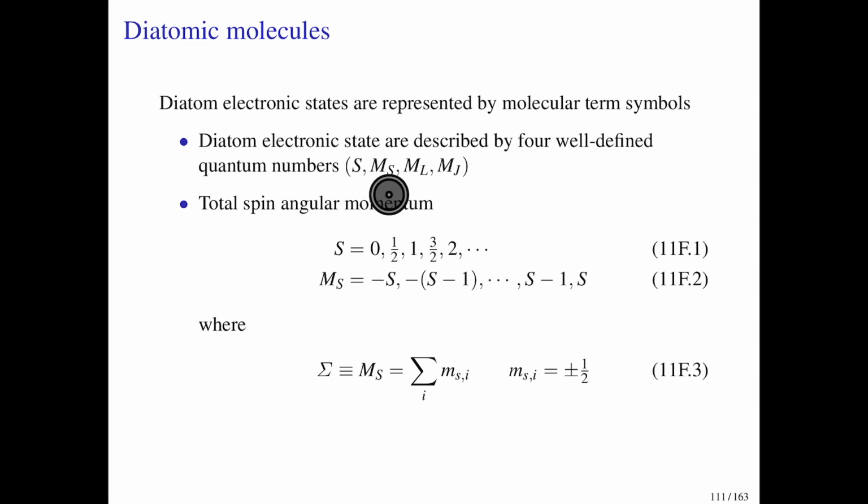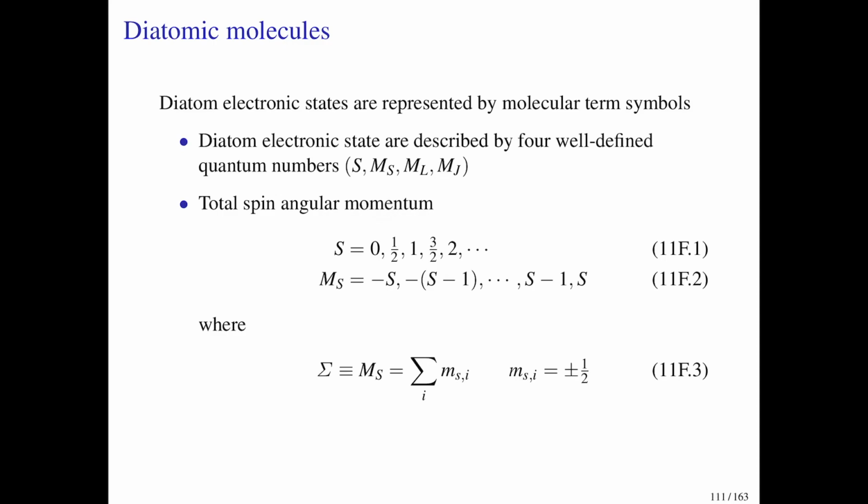The spin part is the same as what we had for atoms. You have a quantum number capital S representing the total spin angular momentum. You have a quantum number m sub s representing the z component of the total spin angular momentum. And this leads to that lingo where we talked about singlet states and triplet states and doublets, etc. Okay, so all that part is the same.